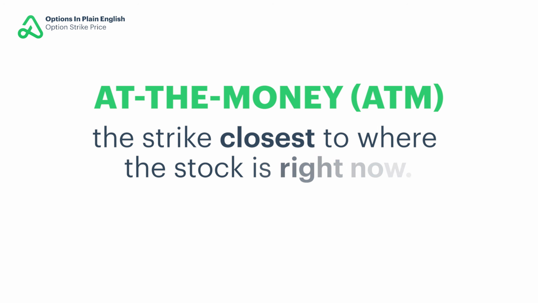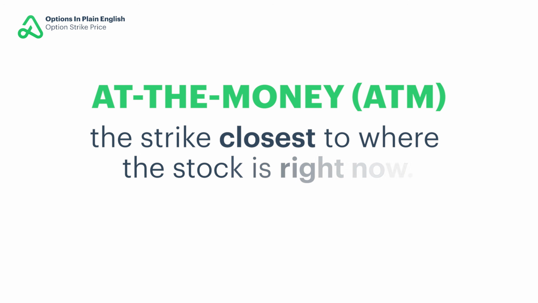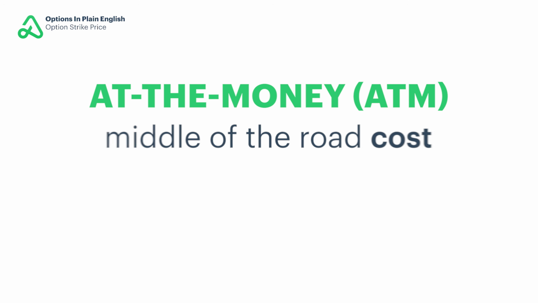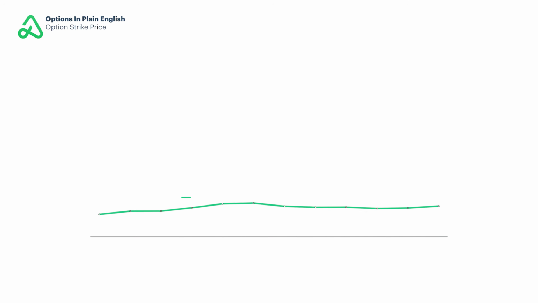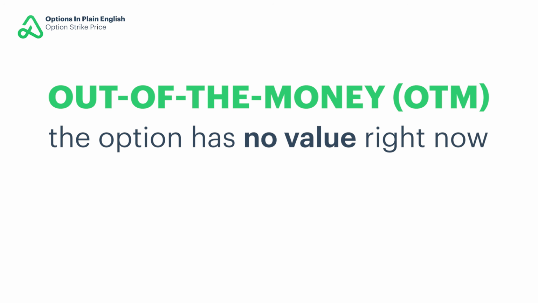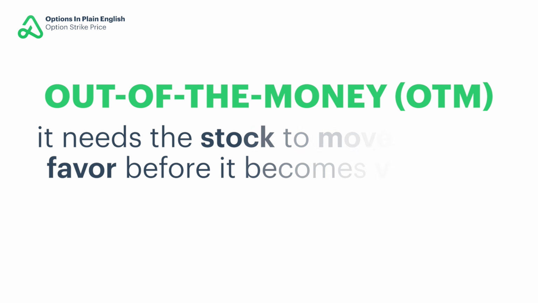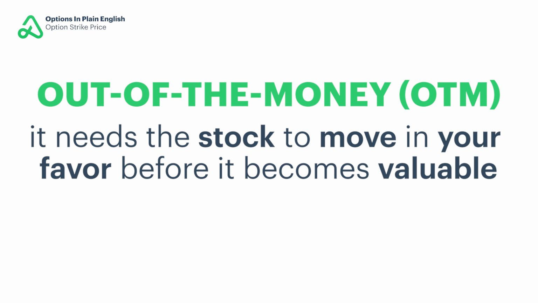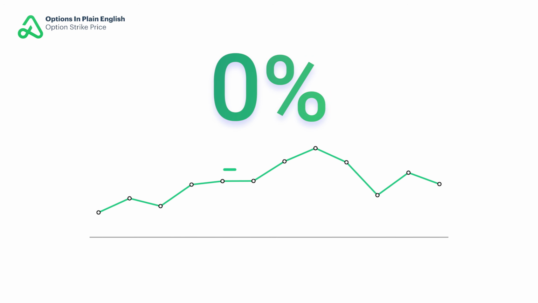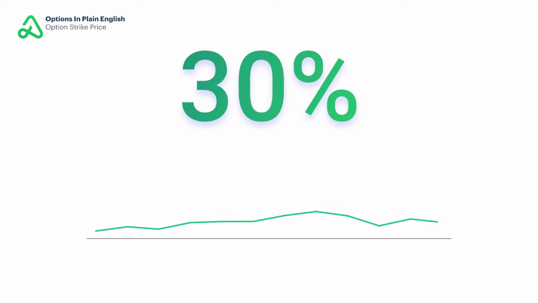At the money, ATM, that's the strike closest to where the stock is right now. Usually middle of the road cost, and it means the option has no built-in value yet, but it's right on that edge. So if the stock moves even a little, it could gain value quickly. Out of the money, OTM, that's the strike further away. It means the option has no value right now, and it needs the stock to move in your favor before it becomes valuable. Cheaper, yes, but it needs a bigger move and the odds of finishing in the money are lower.